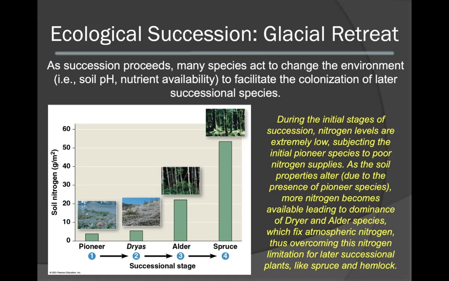As the soil properties alter due to the presence of these pioneer species, more nitrogen becomes available. This will then lead to the dominance of Dryas and eventually alder species. These species are known to fix atmospheric nitrogen. Thus, they can overcome this nitrogen limitation that is present in the soil. This allows for later successional species such as spruce and hemlock to then become established.